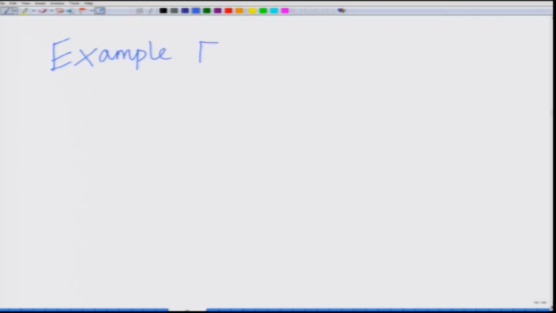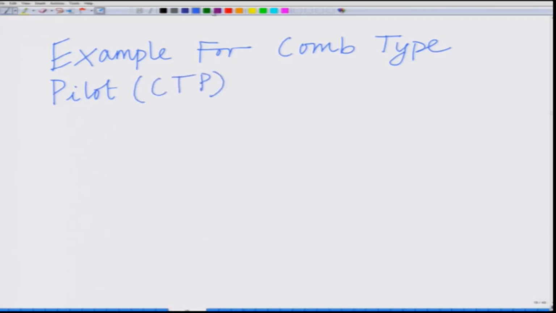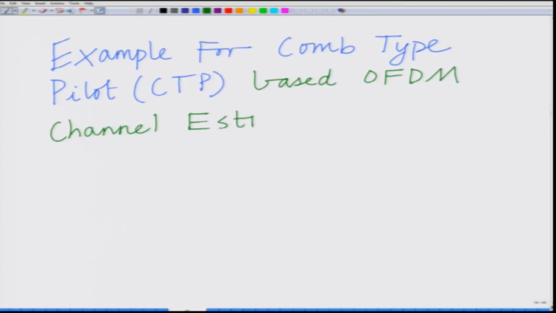at an example for our comb type pilot, that is CTP, comb type pilot or CTP based OFDM channel estimation. Alright. So, let the symbols loaded onto the subcarriers.